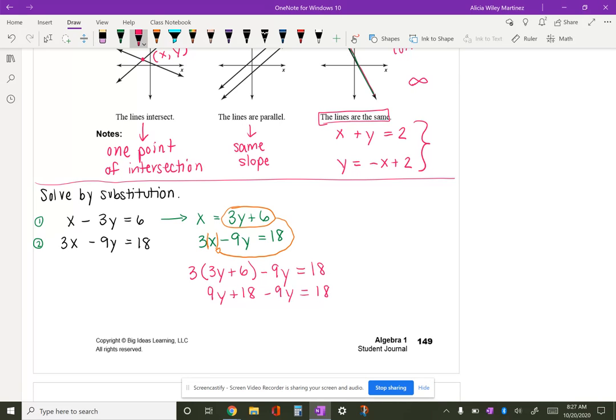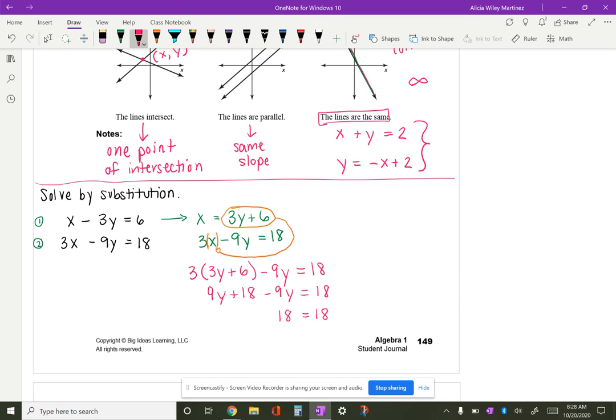Continuing to simplify, I want to combine like terms so I can continue solving for y. My like terms on the left are 9y and negative 9y, which actually ends up being 0. They cancel out. So what I'm left with is 18 equals 18. So what you can see is that my variables have now canceled out.